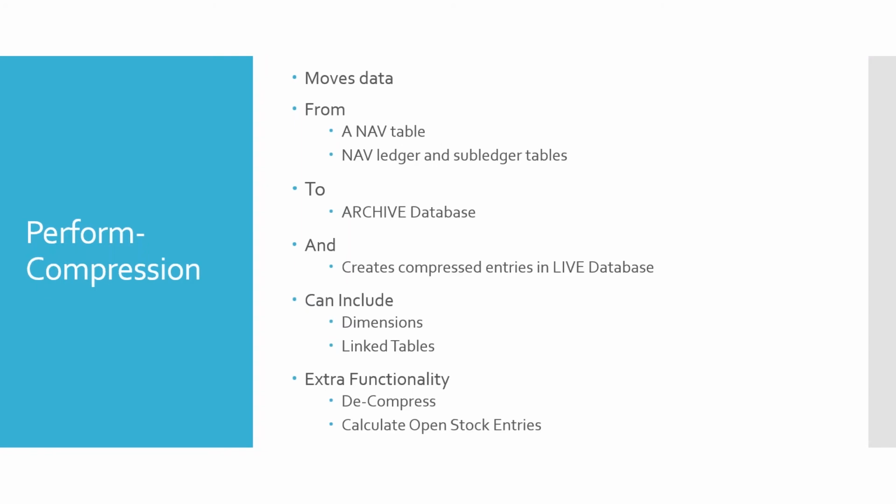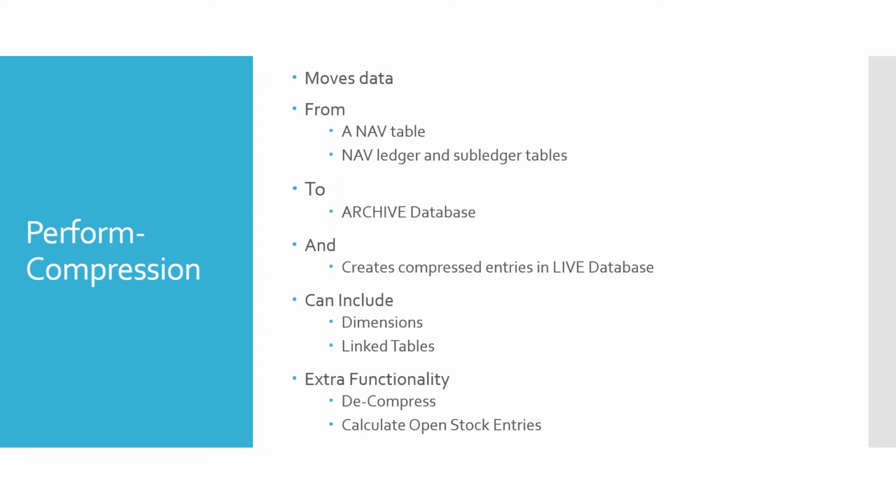The third tool set, very similar to the Perform Archive tools, is the Perform Compression tools. They too move data from live to the archive database. But in this particular case, the focus is typically on ledger tables, right? If you understand NAV and have used it, ledger tables contain historical transactions, so it's all the records that represent all the things that have happened. Think GL entry, customer ledger entries, perhaps even inventory ledger entries, all sorts of different entries.